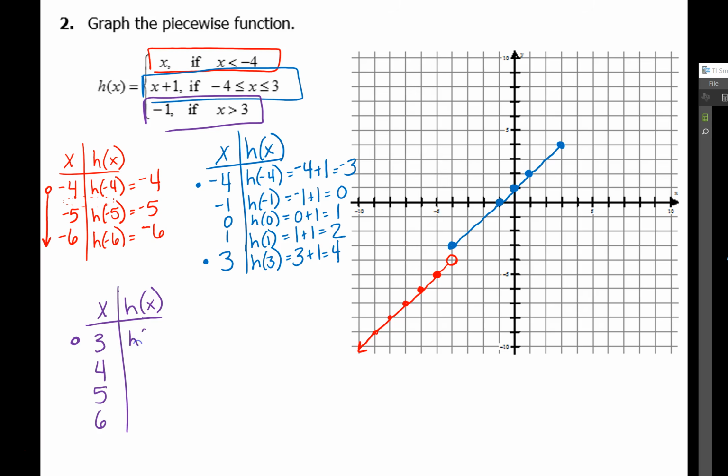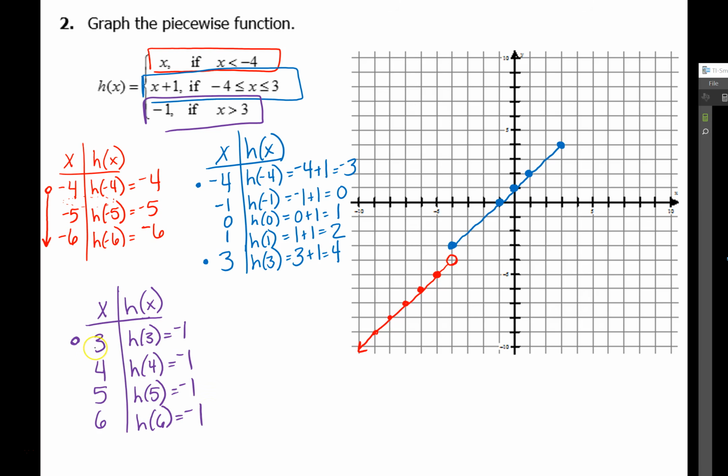So if I plug in h of 3, it's going to give me -1. If I plug in h of 4, it's going to give me -1. h of 5 is going to be -1. h of 6 is also going to be -1. There's nowhere to put this x. It always just gives me -1 as my solution.